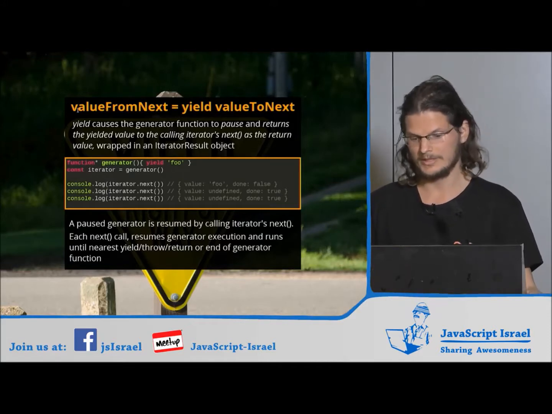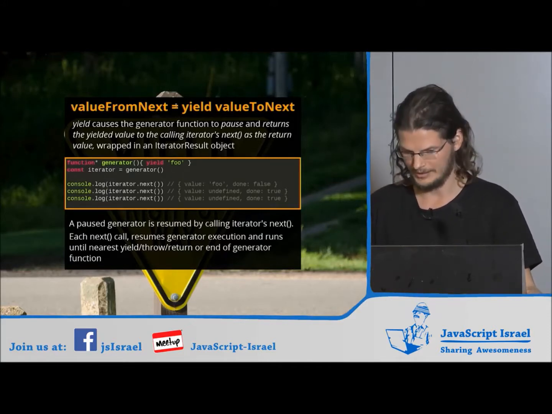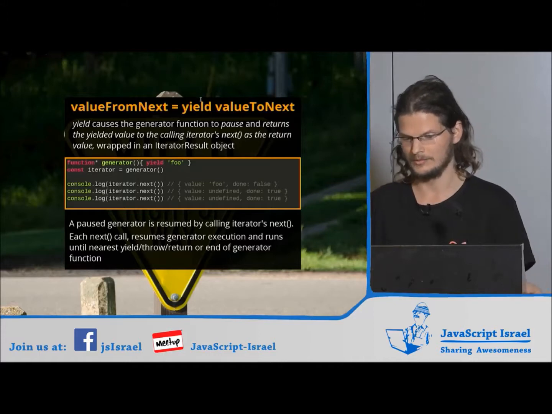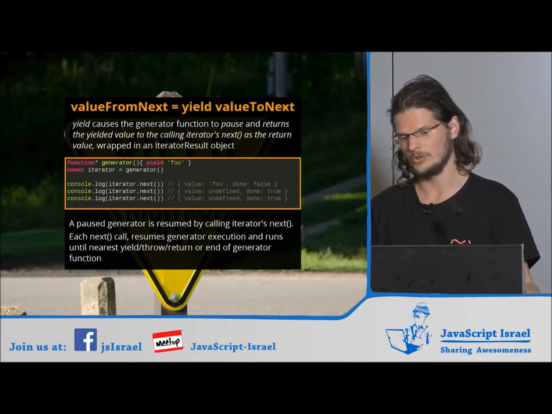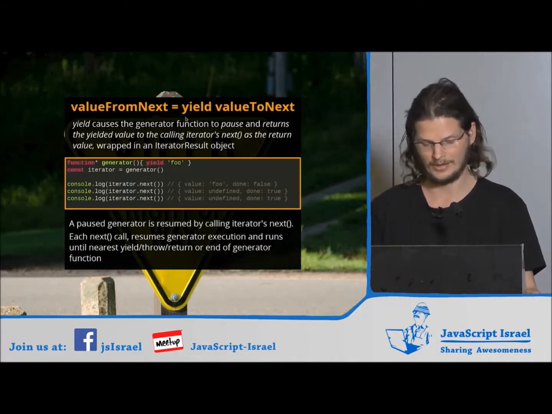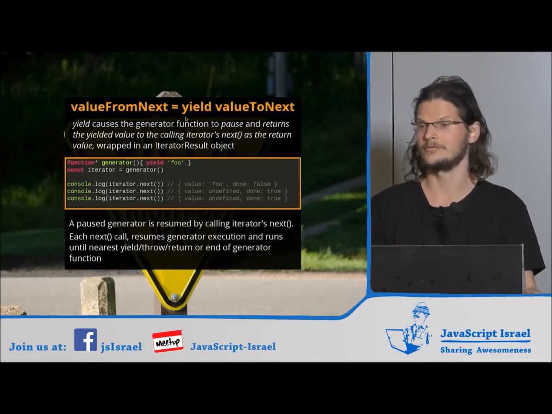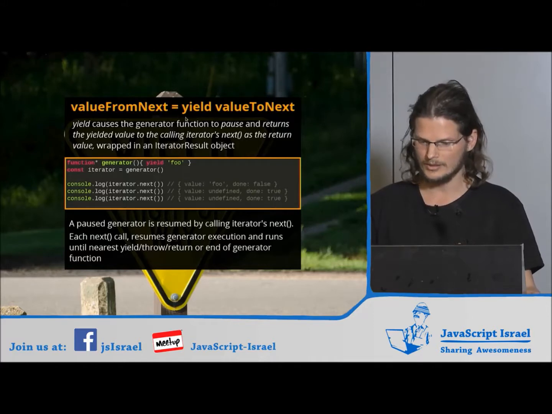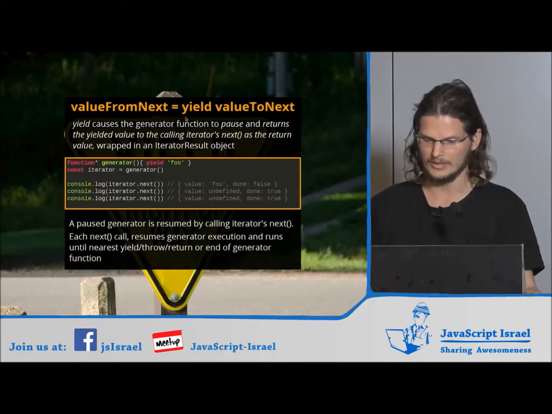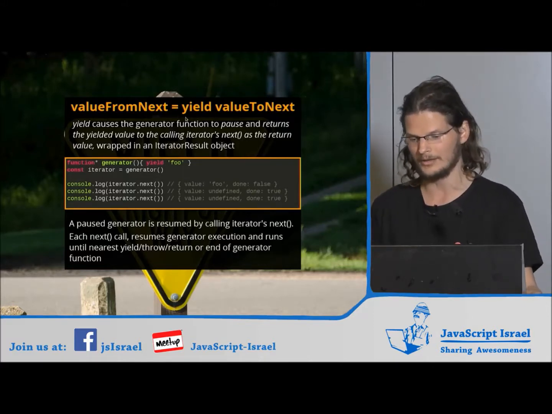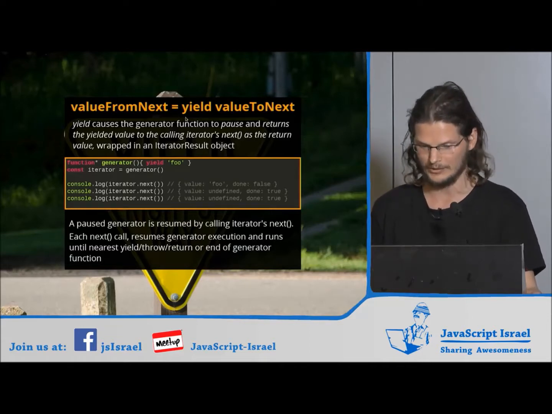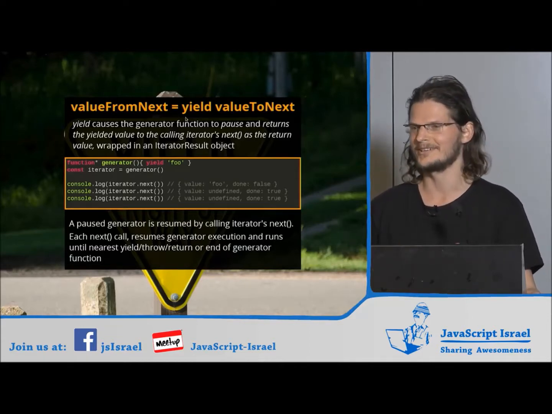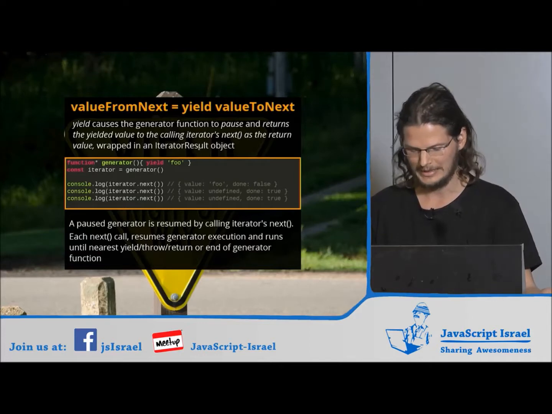So the way that it works is like this. Value from next, from the iterator, equals yield value to next. And this is very confusing, and I'll have a few slides just for this part. Yield causes the generator function to pause and returns the yielded value to the calling iterator's next as the return value, wrapped in an iterator result object.